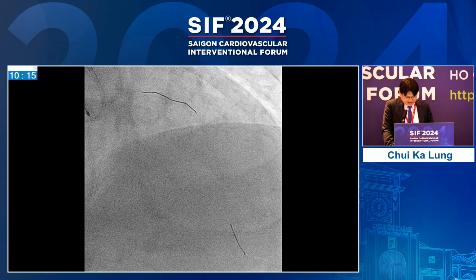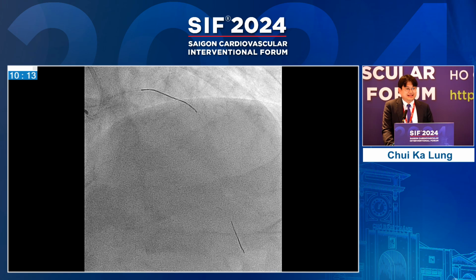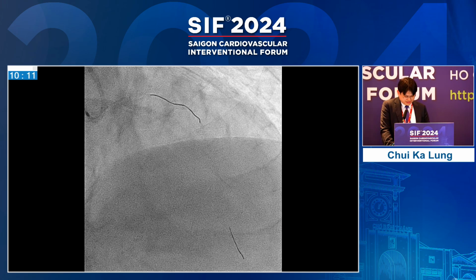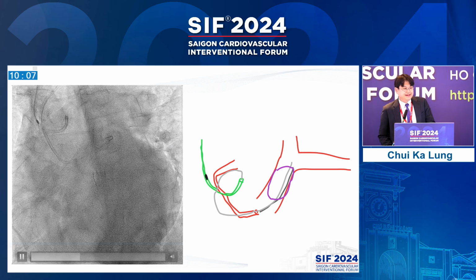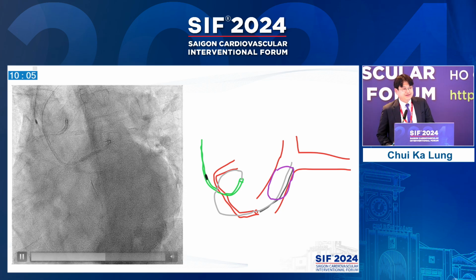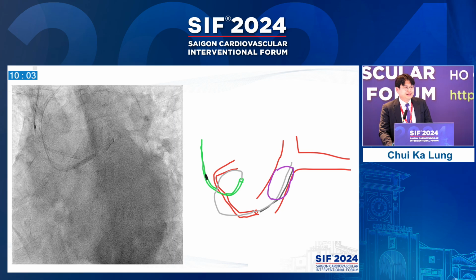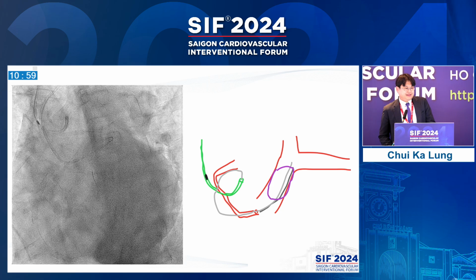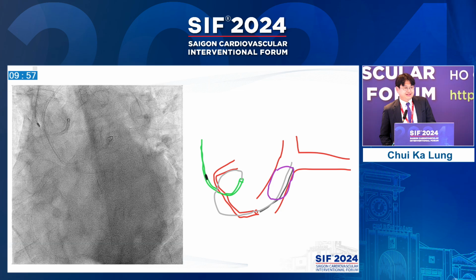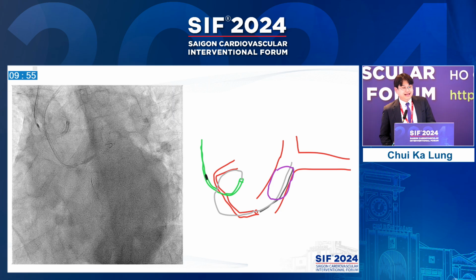So I think in rotablation, the second operator is more important than the first one. So what has happened is you see there's two guidings here. So one is the EBU 3.5. Because the second operator is not holding the guide wire properly, the guiding is actually pushed out and got dislodged into the ascending aorta.